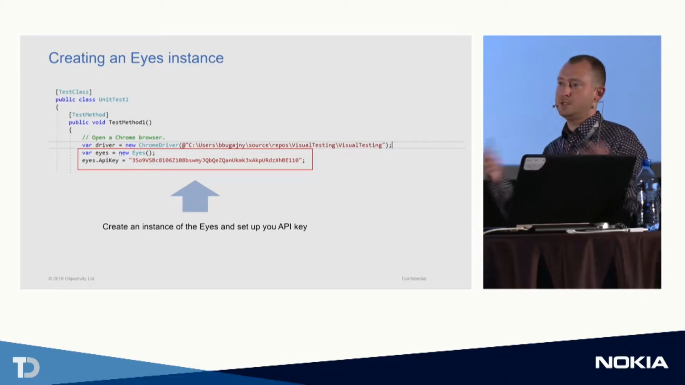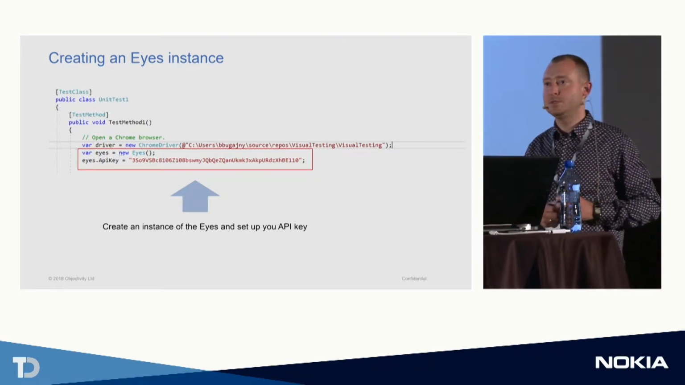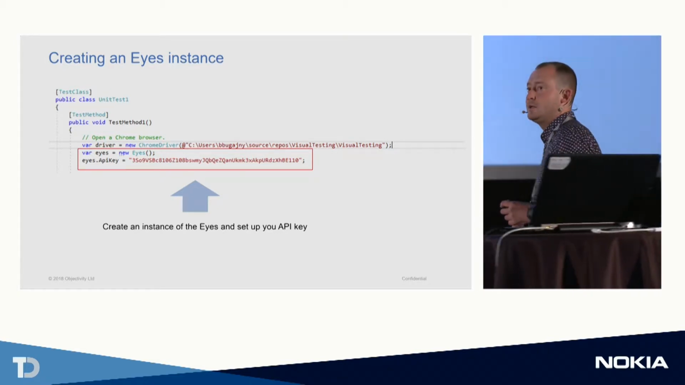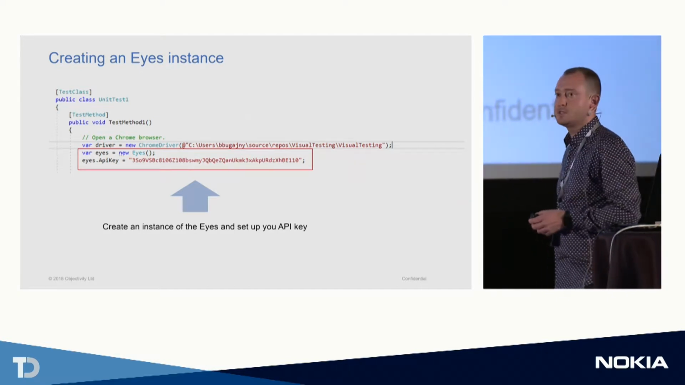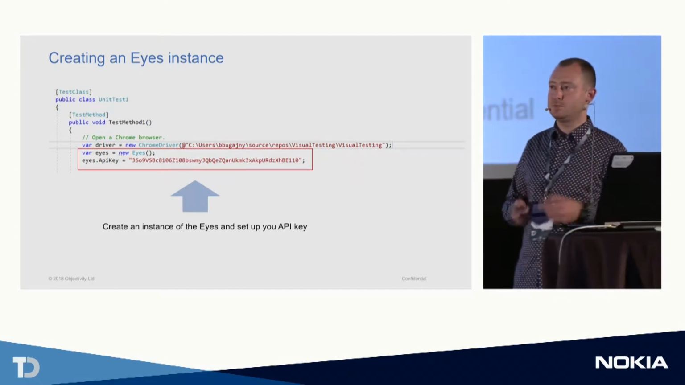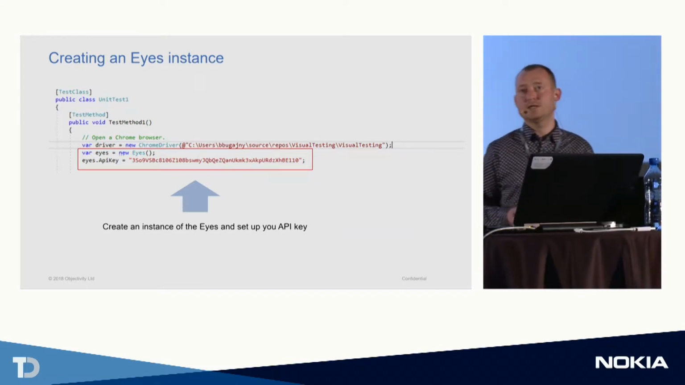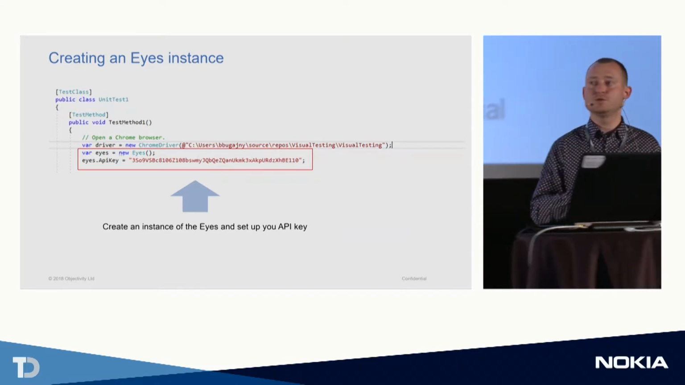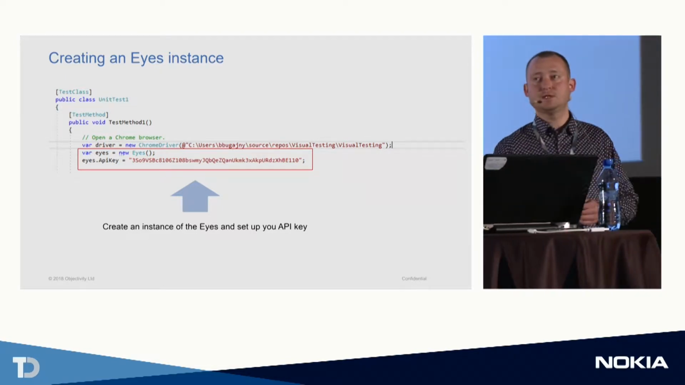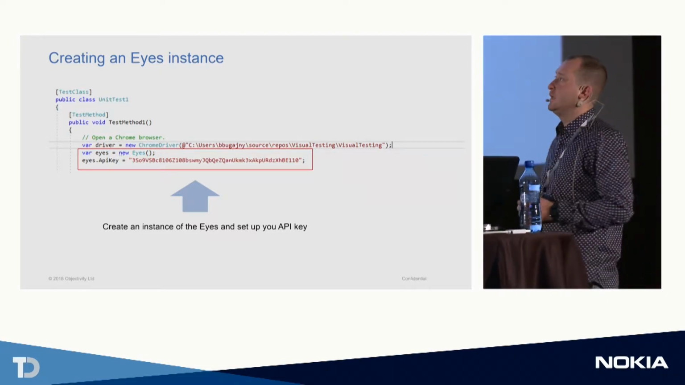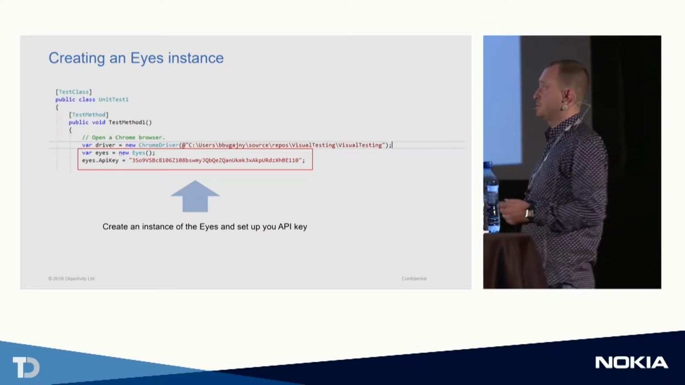And then it's connecting to this Test Manager application using this API key, because the Test Manager application is on the website where you put your name and password. And then it knows exactly which tests are mapped to the user. So that's why the API key is very important, and it's per person, per user.